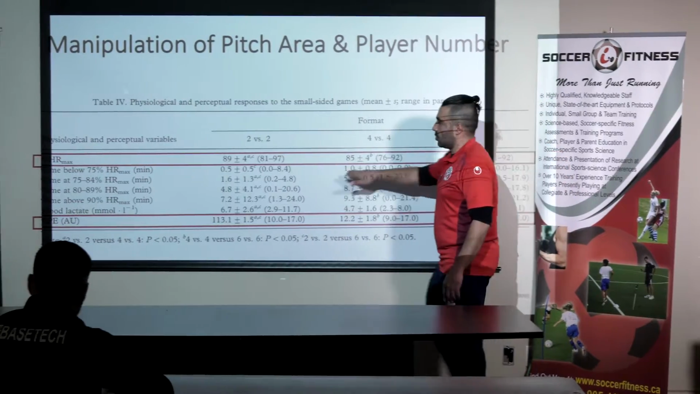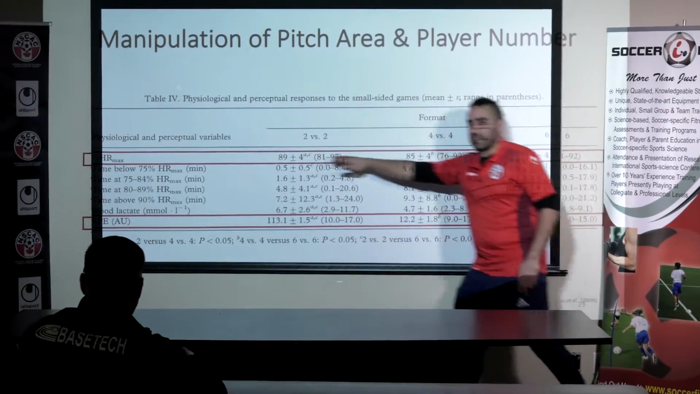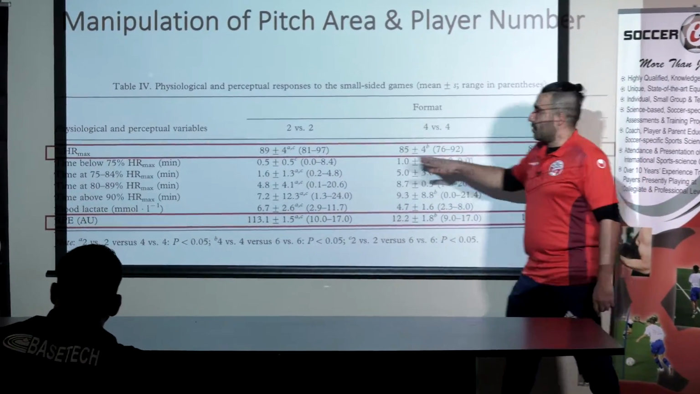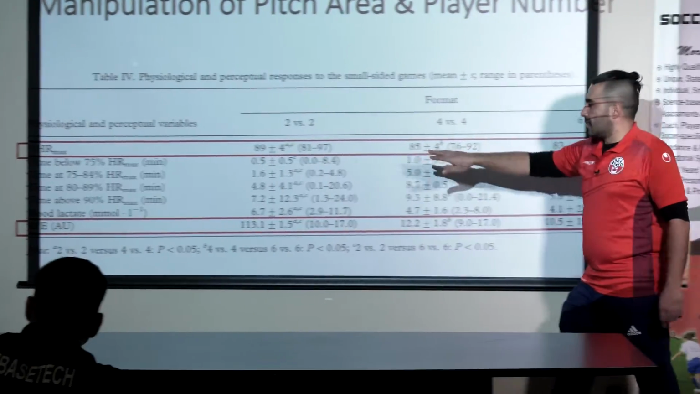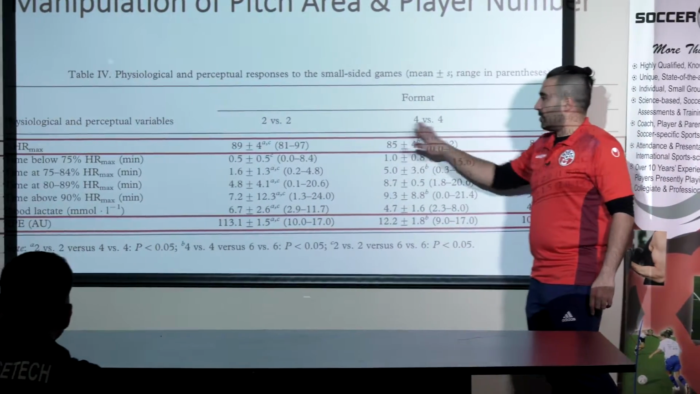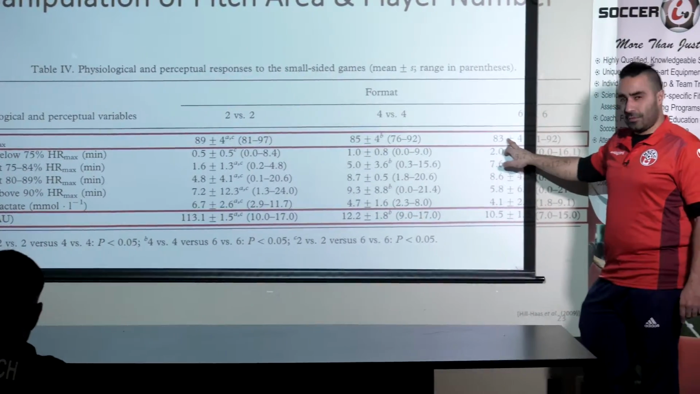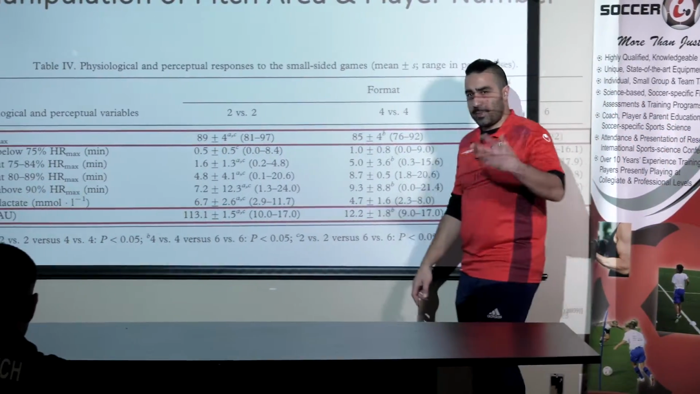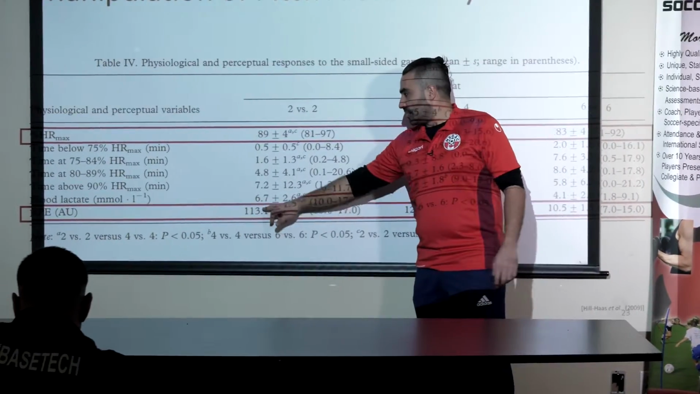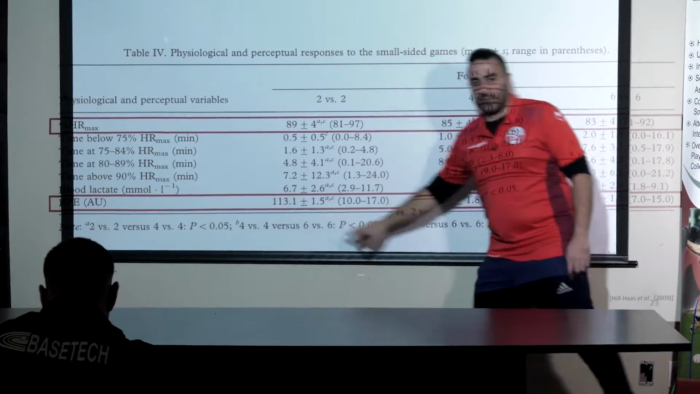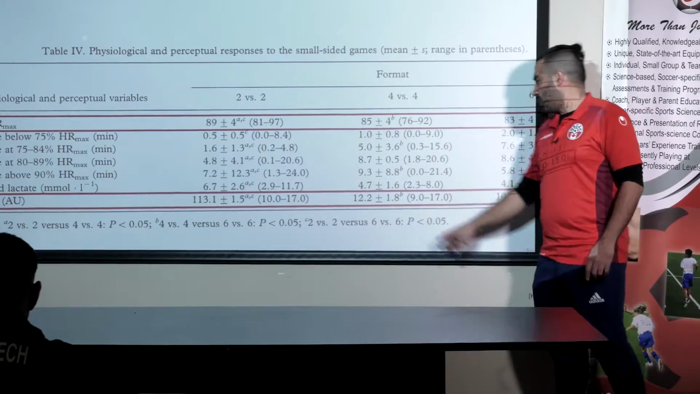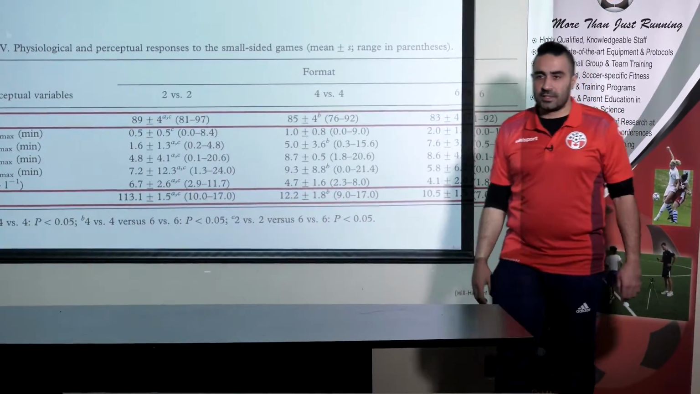This is a study that shows what I've highlighted here is the percentage heart rate max. And you can see the 2v2 is higher at 89 versus the 4v4, which is 85, versus the 6v6, which is 83. And when you compare it to the exertion of your players, you see that the highest exertion rate is 2v2 versus 4v4 versus 6v6.